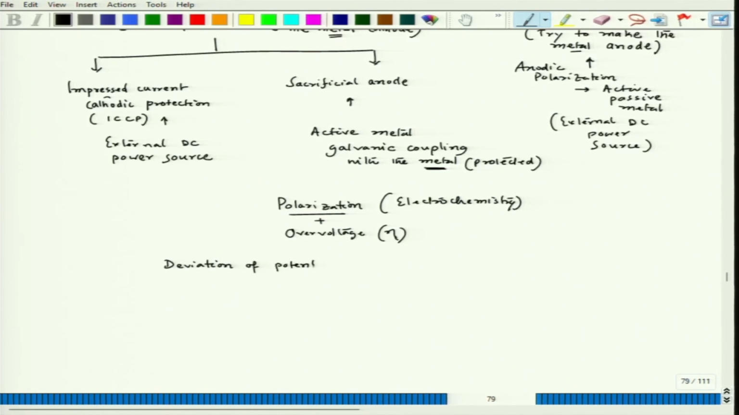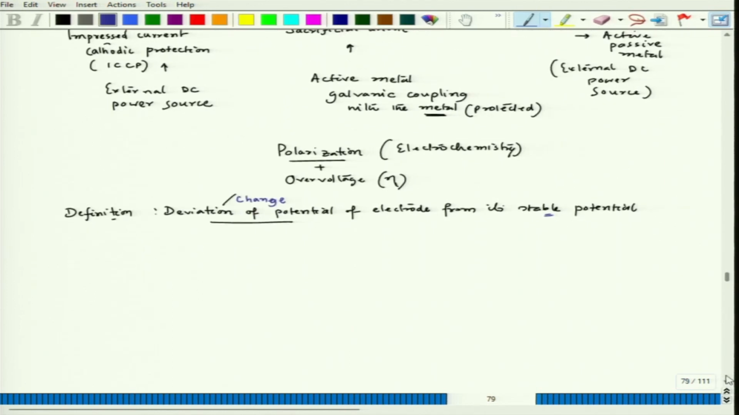the deviation of potential of electrode from its stable potential. So, this is, you can say, a definition. Now, there are a couple of things. Deviation of potential means change in potential. You can also mention it as change of potential, okay? And stable potential. We have to understand what is the stable potential also.